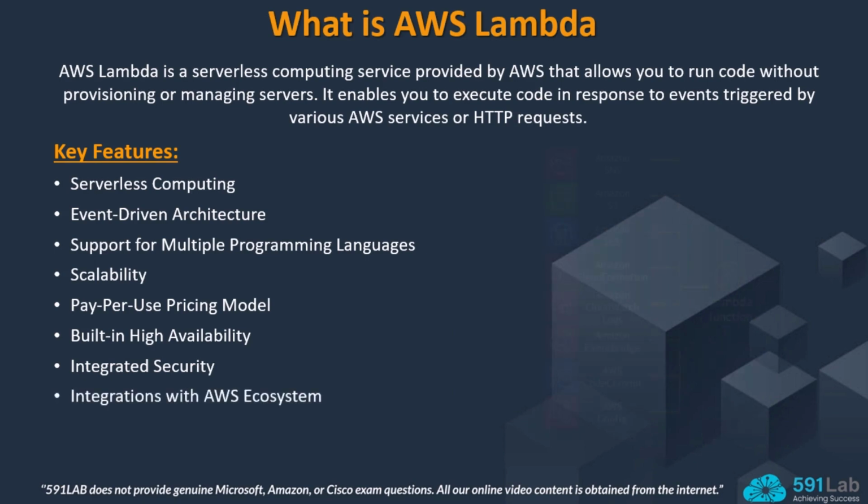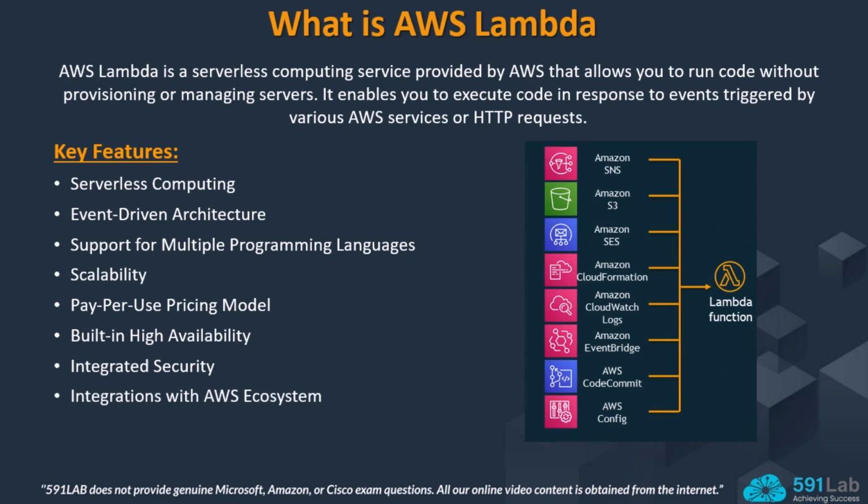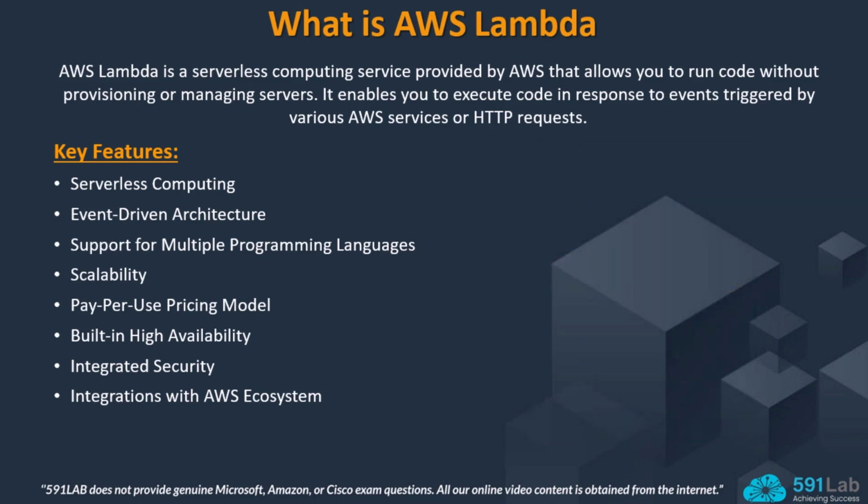Lambda seamlessly integrates with other AWS services, allowing you to build event-driven architectures and serverless applications using various AWS services together. For example, you can trigger a Lambda function in response to events from Amazon S3, DynamoDB, SQS, SNS, and more.